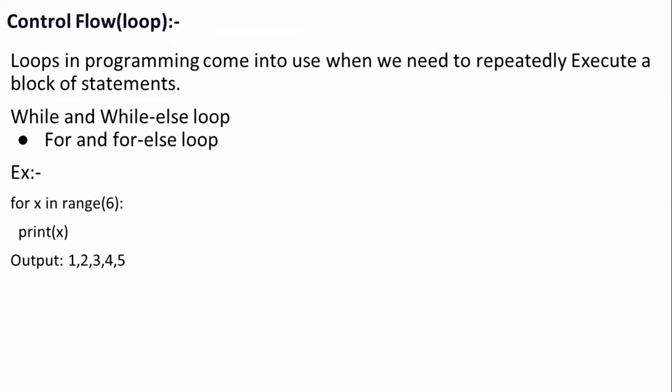So next is control flow. Loops in programming come into use when we need to repeatedly execute a block of statements. When we require some repetitive work, we require a control flow loop. So what are the loops, guys? You have studied the for loop, while loop, and do while. So what does Python have? The while and while else loop, and the for and for else loop.